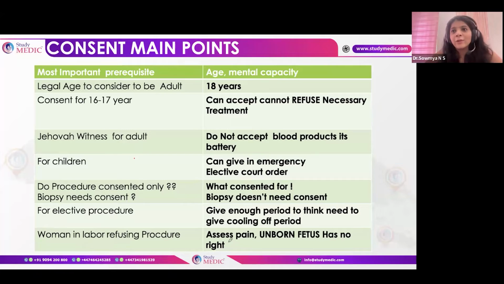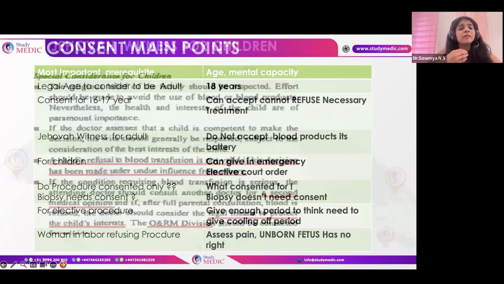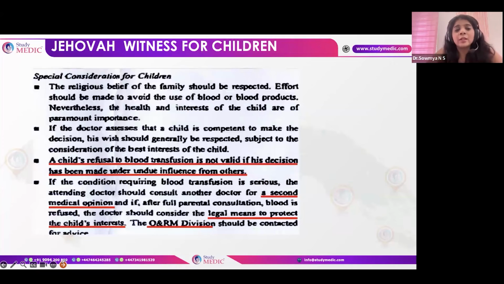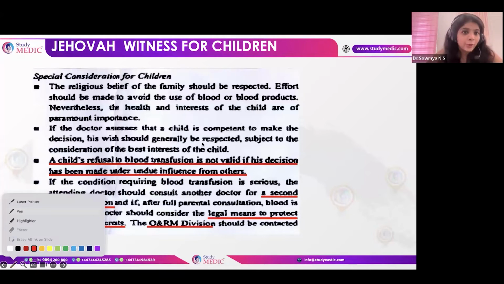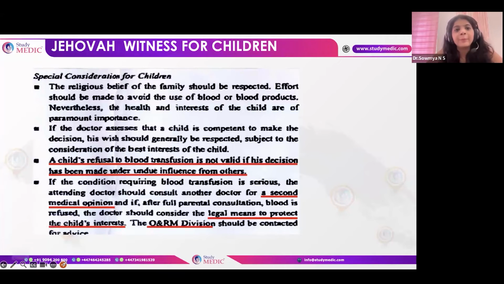As I said, you have to agree and respect her wishes. And as the rule goes, an unborn fetus has no right. Okay, this is what I wanted to tell about Jehovah's Witness for children. A child's refusal of blood transfusion is not valid if this decision has been made under influence from others. We don't know. This is the point why you don't want to leave them thinking that, okay, they are Jehovah's. For children, this doesn't hold good. That means less than 18.